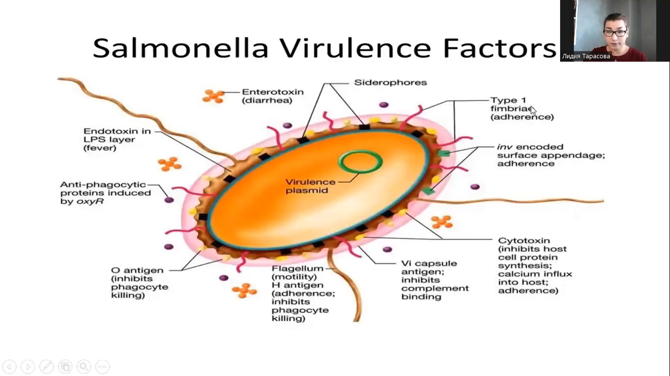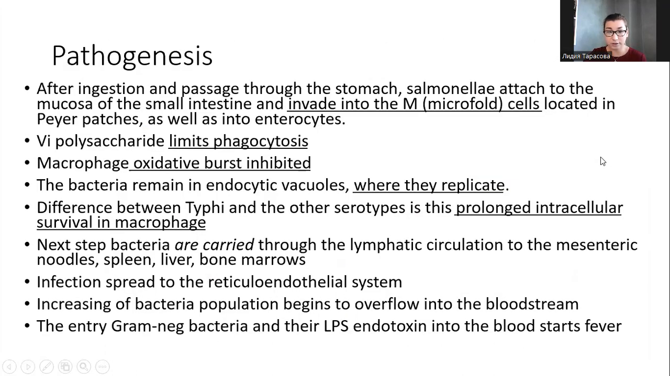Okay, factors of virulence. Fimbriae for adherence. Also flagellum for motility, to invade, to enter and disseminate in the organism. Vi antigen inhibits phagocyte killing and inhibits complement binding. Antiphagocytic proteins are induced by oxygen. Endotoxin is in LPS, enterotoxin causes diarrhea, and cytotoxin inhibits host cell protein synthesis, with calcium influx into the host cell.